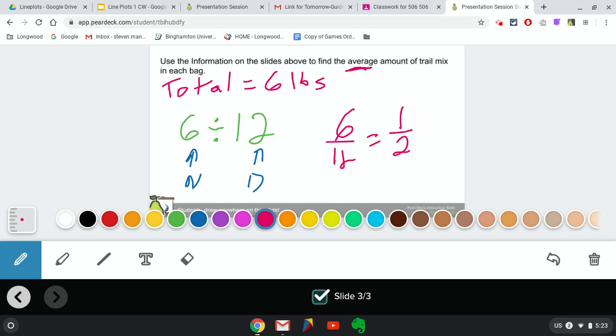So hopefully that helps you out. And today, when you go to do your line plot, you're going to be doing the same steps. You have to find a total first. Once you find a total, you can count up how many X's or how many numbers there are in the data set. And that will help you find the average. You're going to divide by the total number of numbers in that data set.